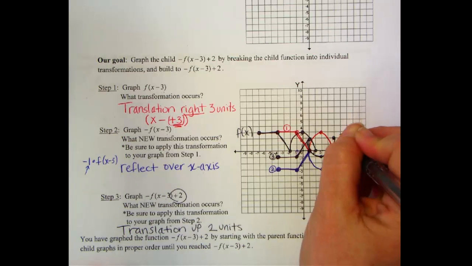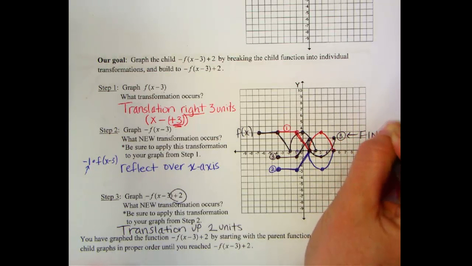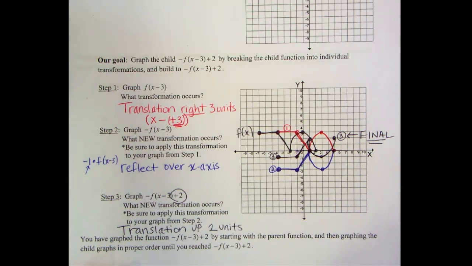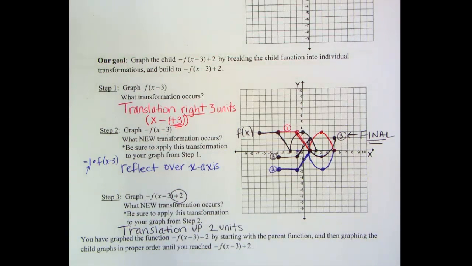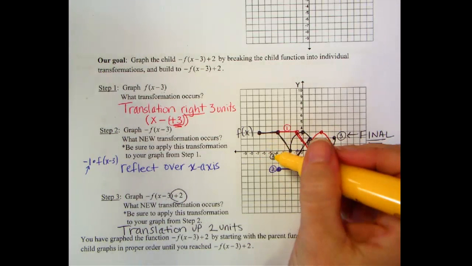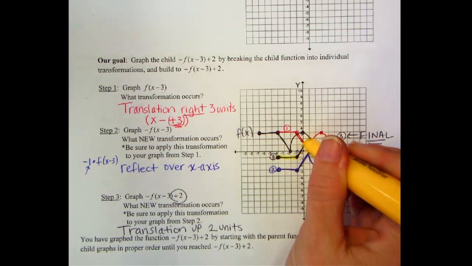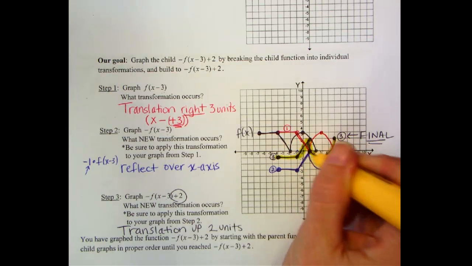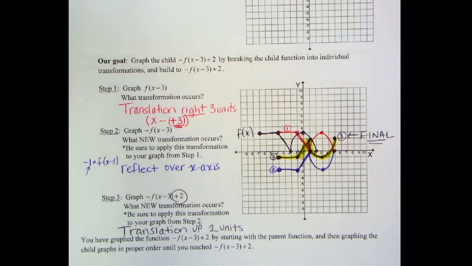And some people are really nervous because it's so messy, and they write "final." Not at all required, but whatever makes you feel like I can really see your final answer. I'll even take a highlighter and make my final child graph very obvious. Okay, and that's really it.